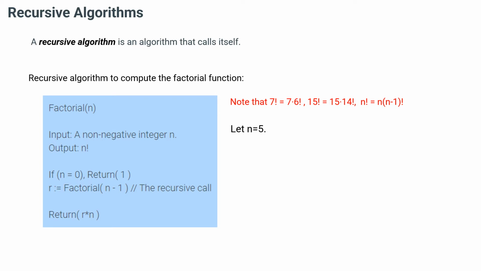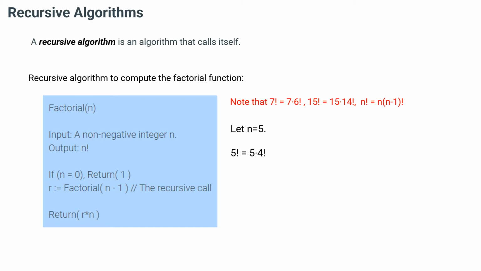Let's say that we put n equals 5. So we put 5 in for n. Then we start with that first statement that says if n is equal to 0, return 1. But that's not the case. So then we see that r is equal to factorial of n minus 1, and eventually we would return 5 times 4 factorial.